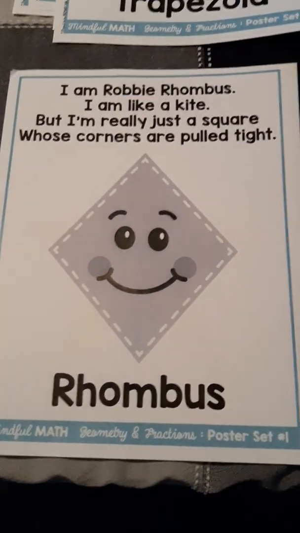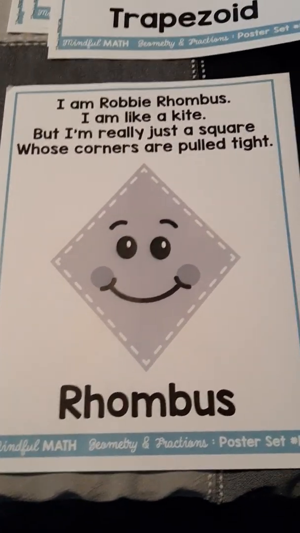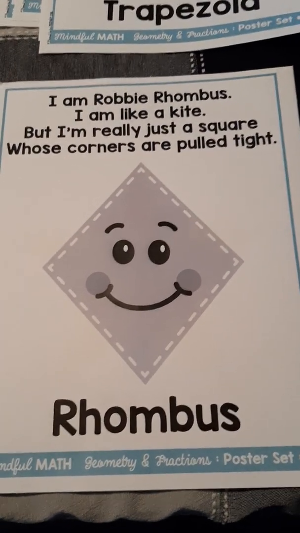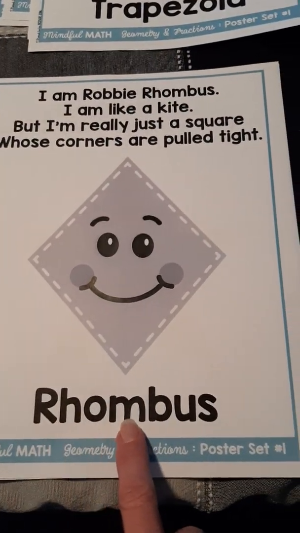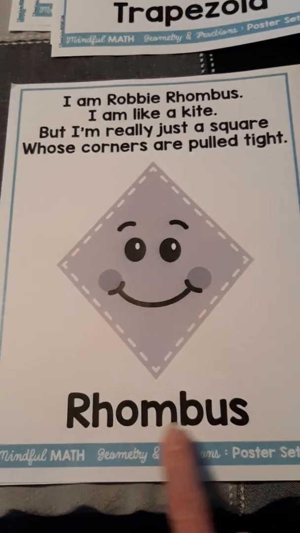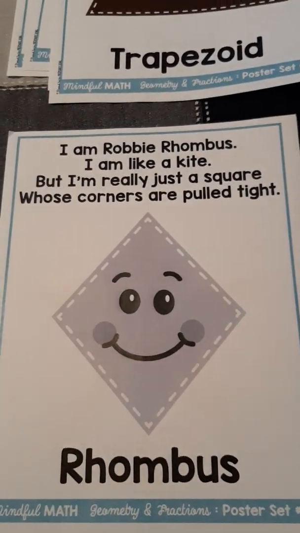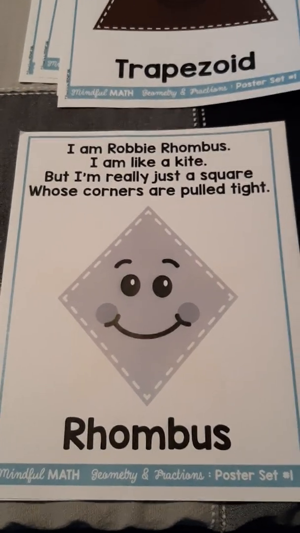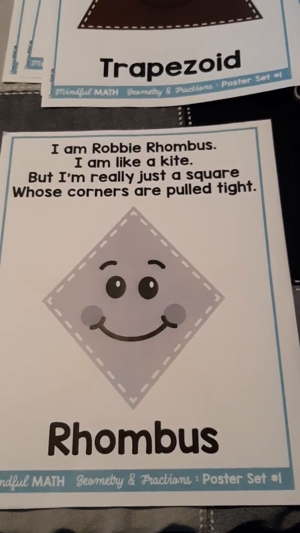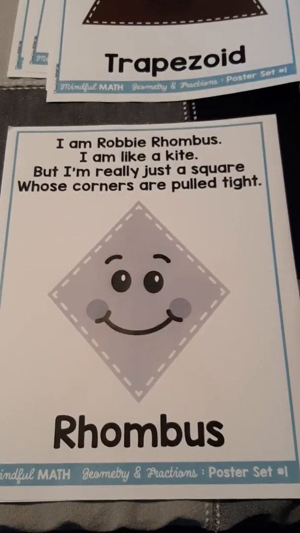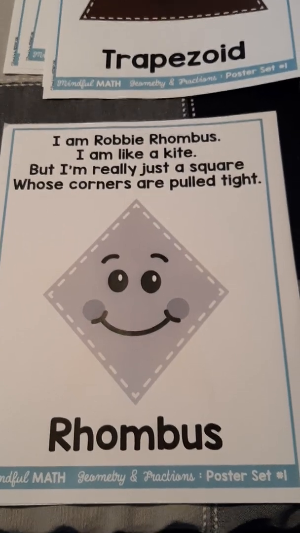Ooh, do you recognize that shape? You might call it a diamond. And the mathematical word for this shape is a rhombus. Rhombus. The H is silent. I am Robbie Rhombus. I am like a kite. But I'm really just a square whose corners are pulled tight.